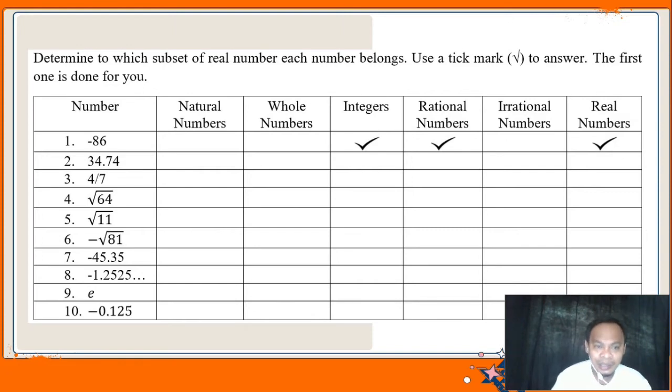And still rational numbers, right? Because negative 86, we can express that as negative 86 over 1, and it is part of the real numbers. Okay? So, try to answer the following items. We have here 34.74, 4 over 7, and so on. Okay, so that's for our day 1.